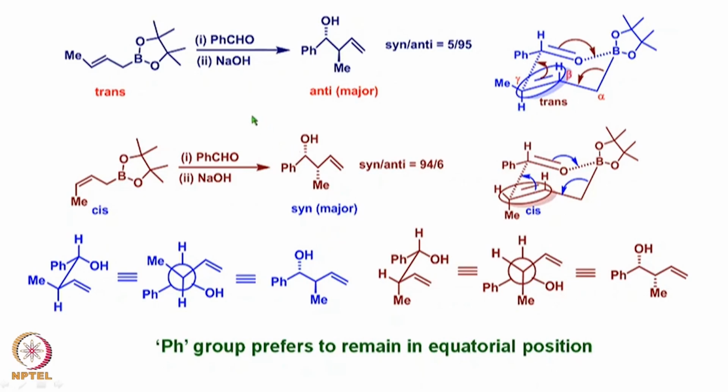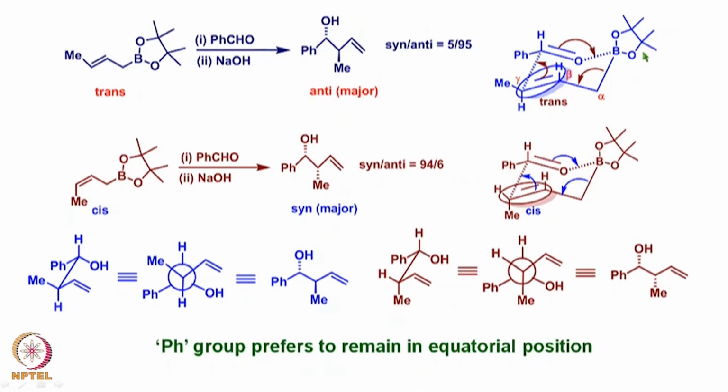Now, how do these reactions of allyl boronates proceed with aldehydes? Then we can look at it carefully in what is the transition state. For example, if we start with this allyl boronate in which the double bond is trans-oriented and react with, say, benzaldehyde followed by basic workup, it leads to the formation of the corresponding homoallyl alcohol, in which the syn-anti ratio is 5:95. That means the anti-product is a major product.